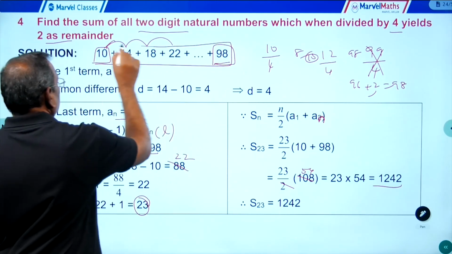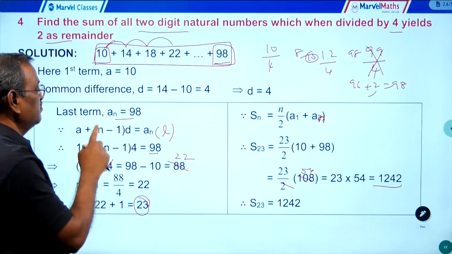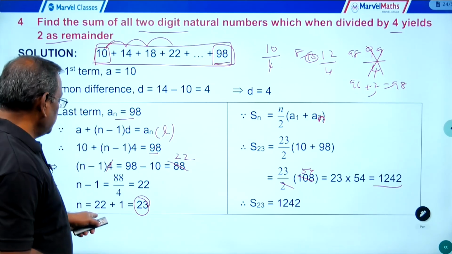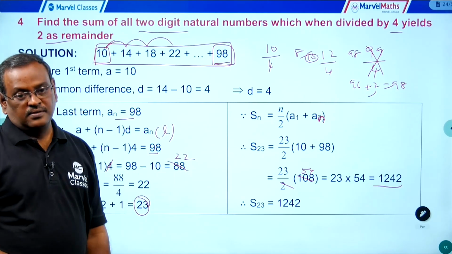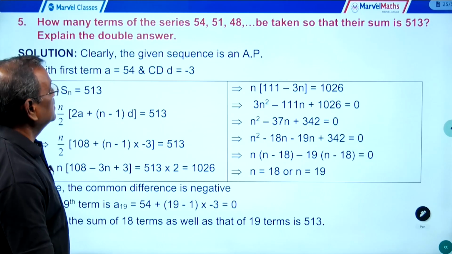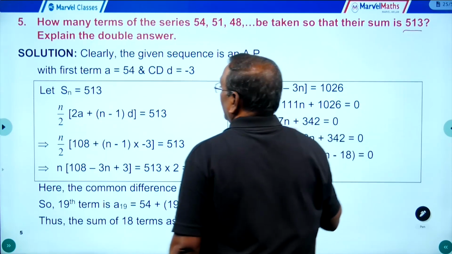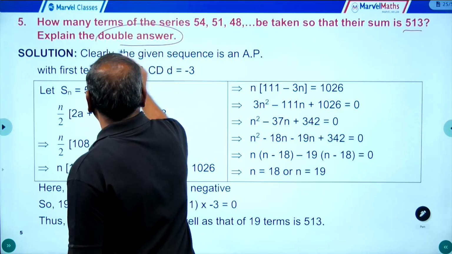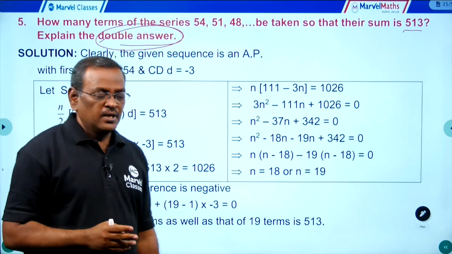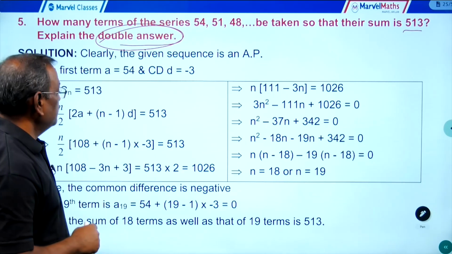Very important. This assumption is very important. All are divisible by 4, leaves the remainder 2. That is very important. Two-digit numbers divisible by 4, leaves the remainder 2. First find n and then calculate Sn. Okay. And next, how many terms of the series to be taken so that the sum is 513? Explain the double answer. One of the very important cases. We have 3 different types of problems. One of the types is this one, and I will explain the other 2 types at the end of the sum.